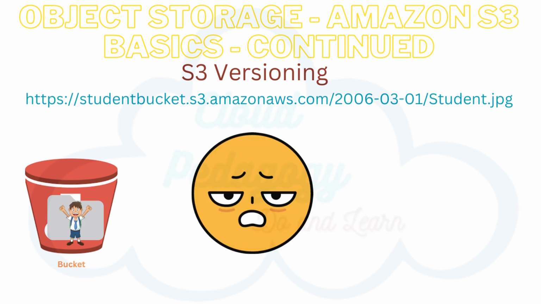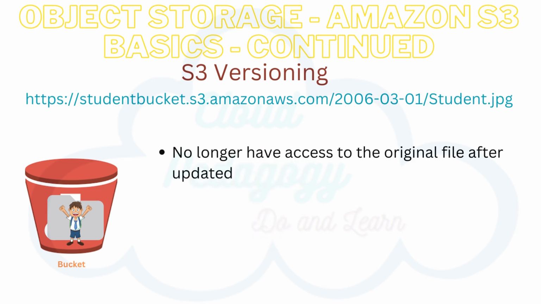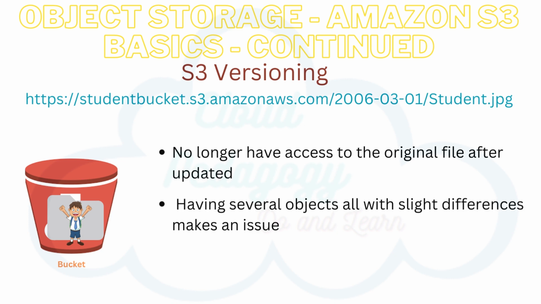This can be an issue for several reasons. Student.jpg is a common name for a student photo object. You or someone else who has access to that bucket might not have intended to overwrite it, and now that you have, you no longer have access to the original file. You may want to preserve different versions of student.jpg. Without versioning, if you wanted to create a new version of student.jpg, you would need to upload the object and choose a different name for it. Having several objects all with slight differences in naming variations may cause confusion and clutter in your bucket.